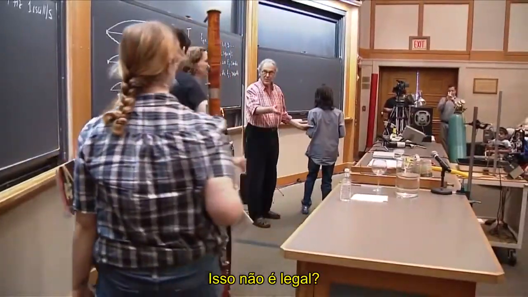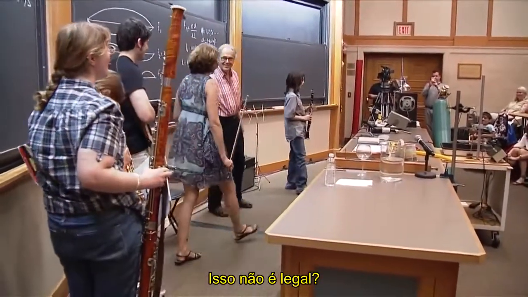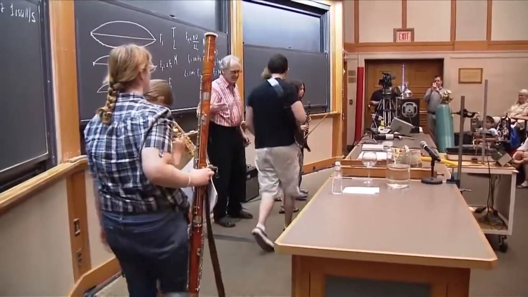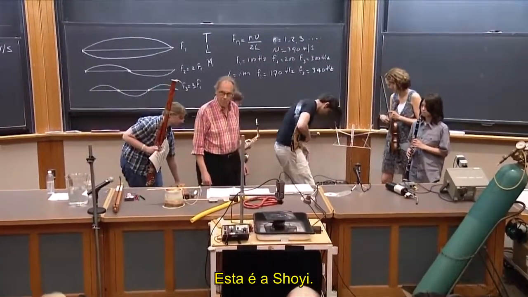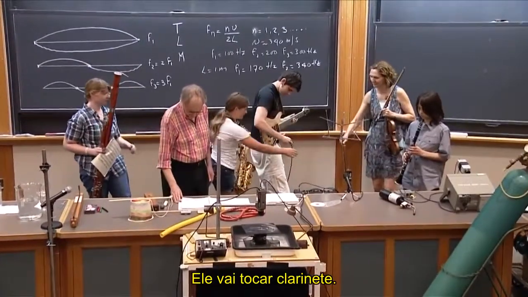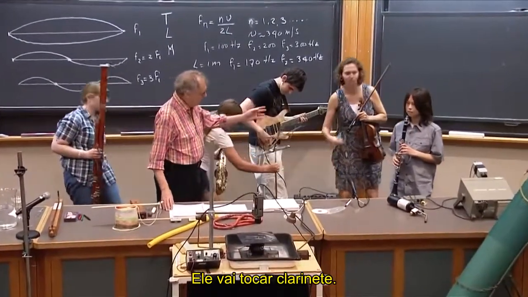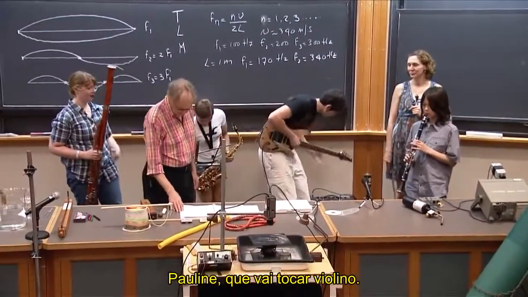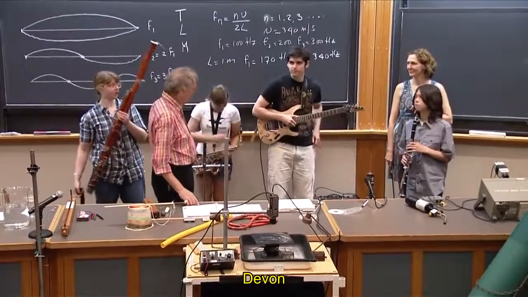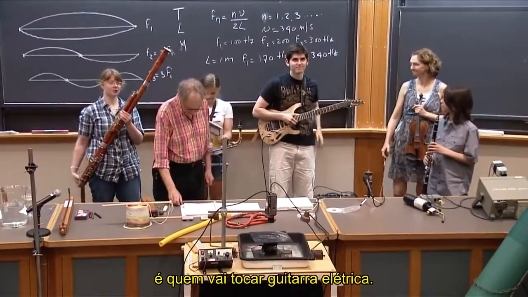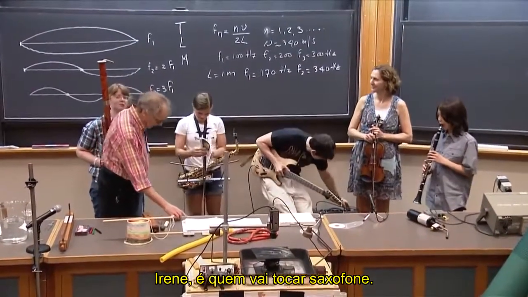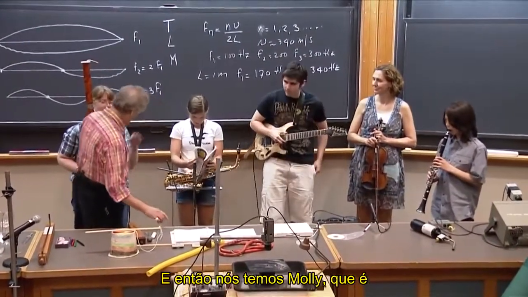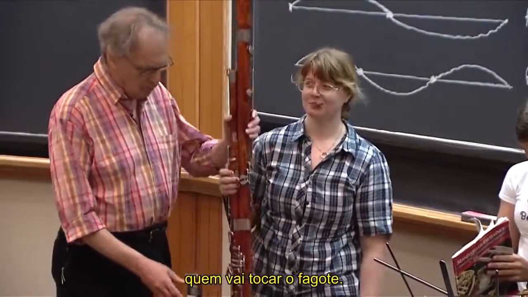Look at the audience, isn't that nice? Come in. This is Shoyi. He's going to play the clarinet. Pauline, who's going to play the violin. Devon, who's going to play electric guitar. Irene, who's going to play the saxophone. And then we have Molly, who is going to play the bassoon.